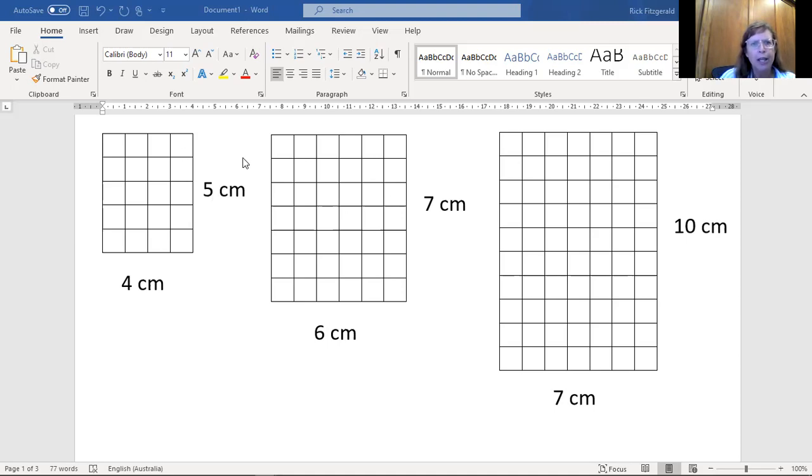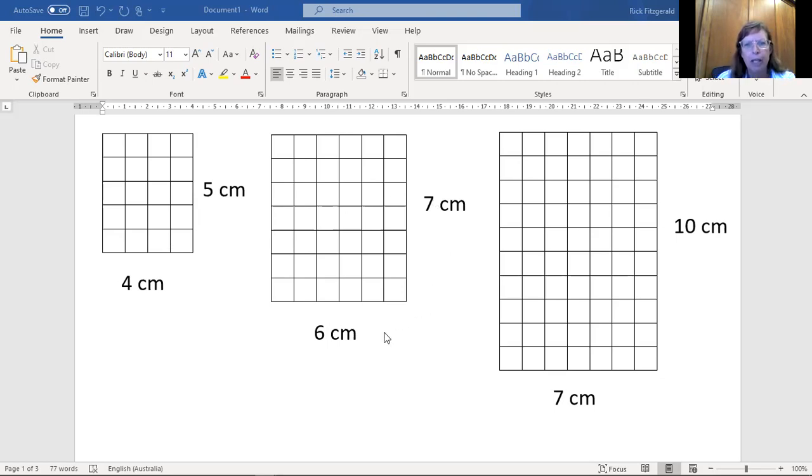However, we don't need to do that because we can use our knowledge of arrays and multiplication to calculate that we have got 4 widths and 5 lengths. And so we have got 4 groups of 5 or 5 groups of 4, but both ways the answer is we have got 20 square centimetres.